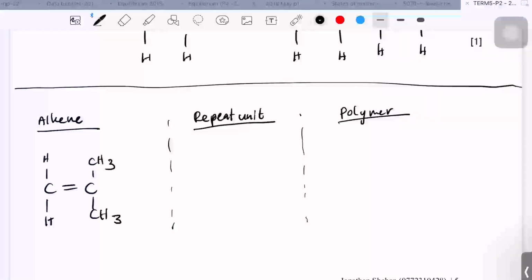Let's do it. Right, first we have to draw the repeat unit. What we need to do is erase this double bond, make it a single one.